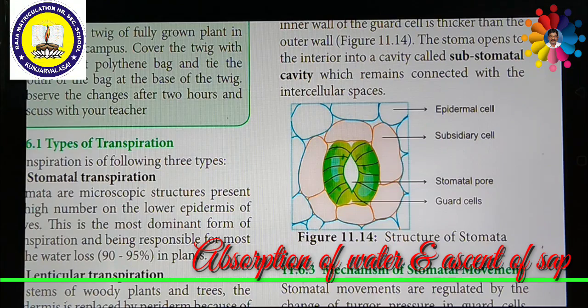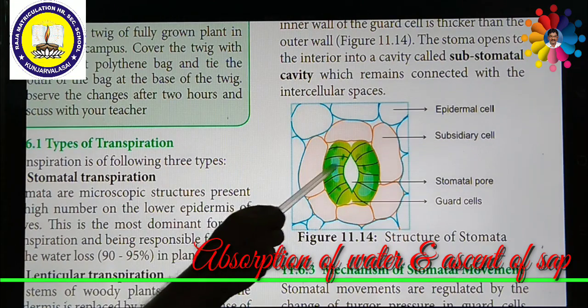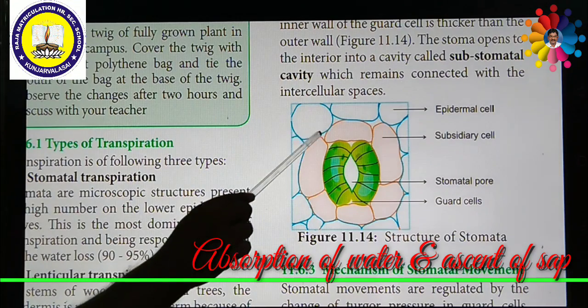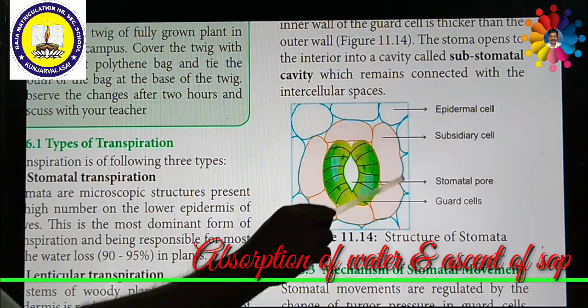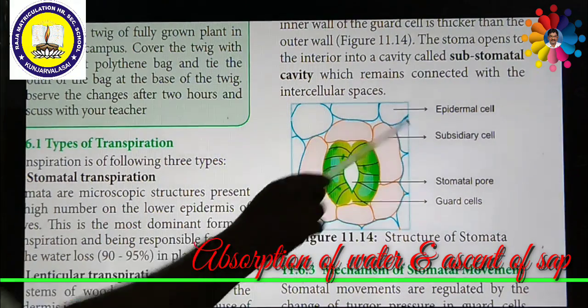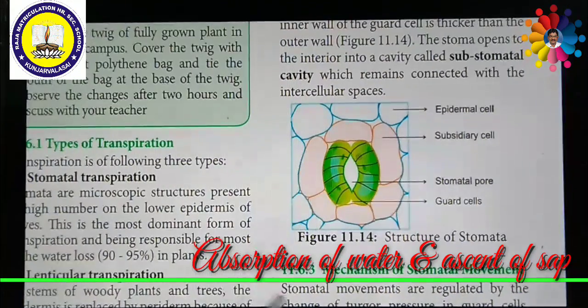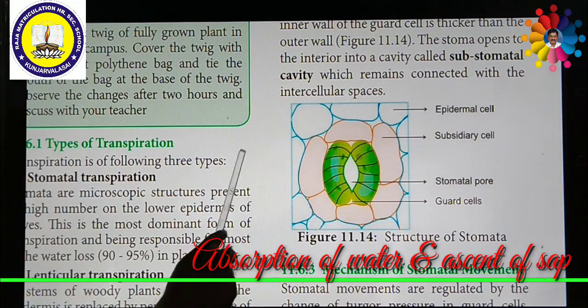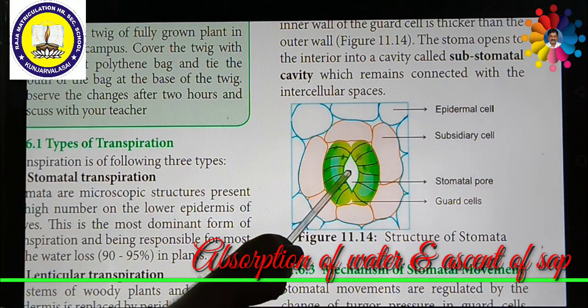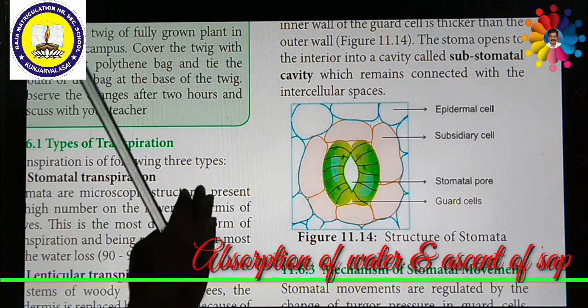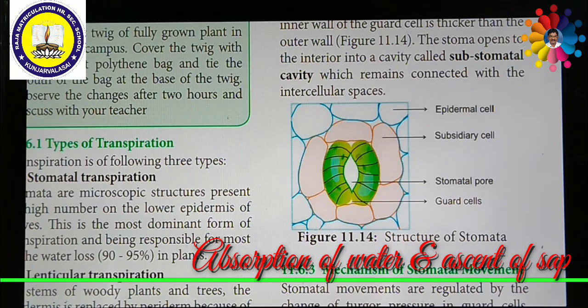Usually all the epidermal cells do not have any chloroplast. But these guard cells have chloroplasts. That is why they are green in color. Around the stomata, certain specialized parenchyma cells are present, called subsidiary cells. Around the subsidiary cells, normal epidermal cells are there. Whenever the stomata are open, the excess amount of water will be evaporated through the stomatal pore. So in such a way, transpiration takes place.